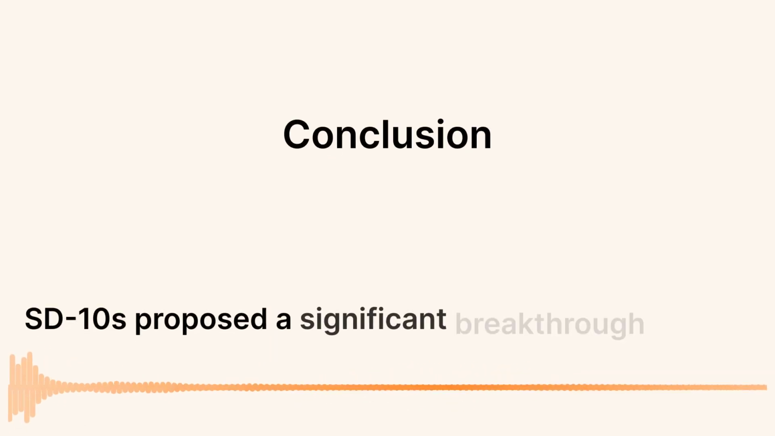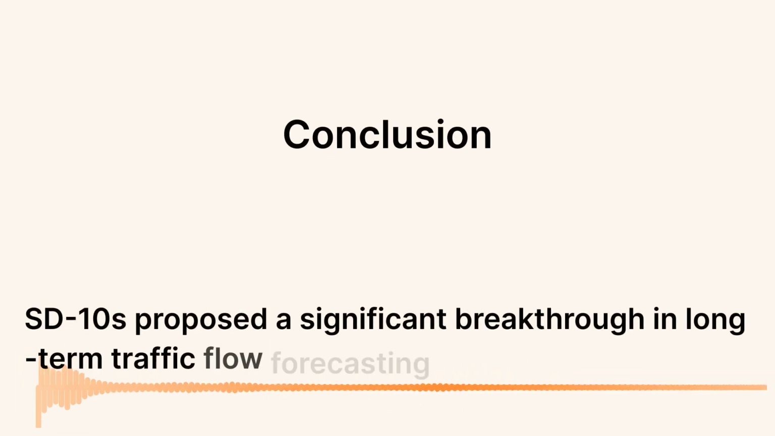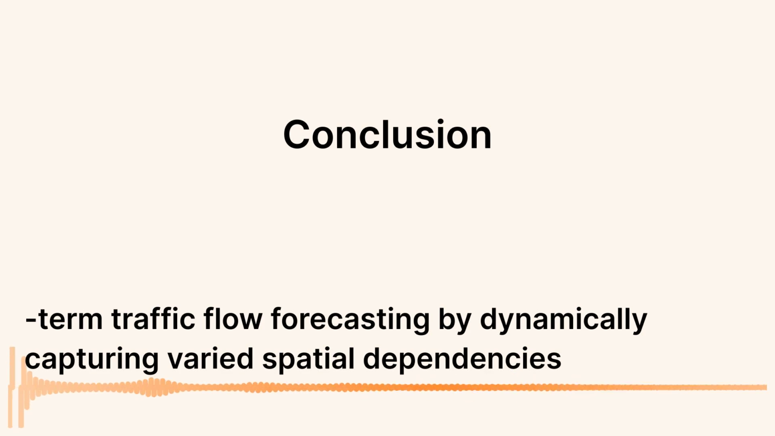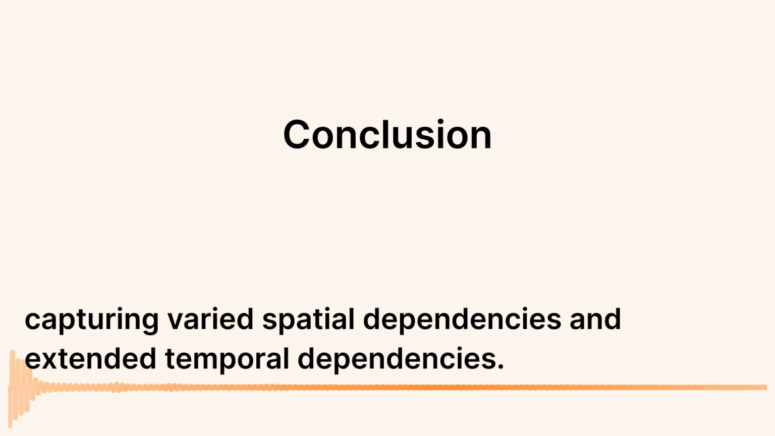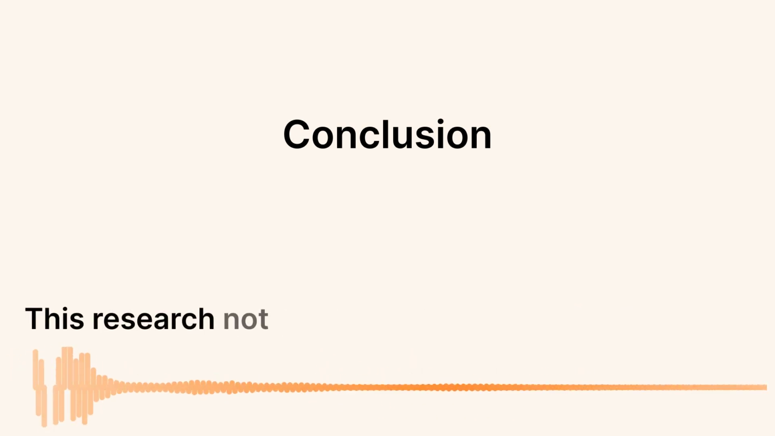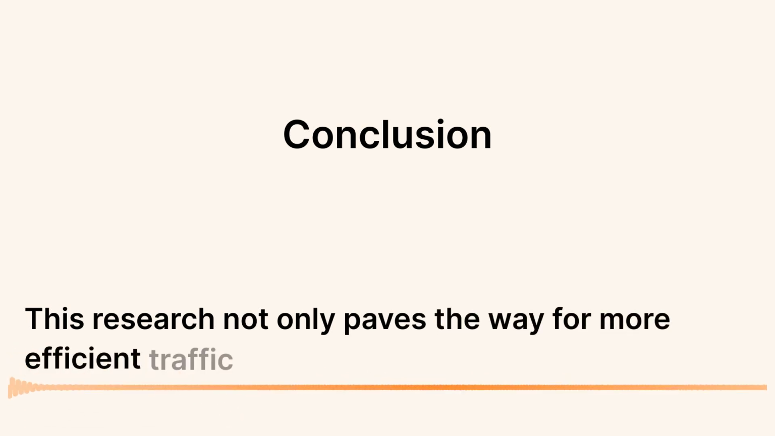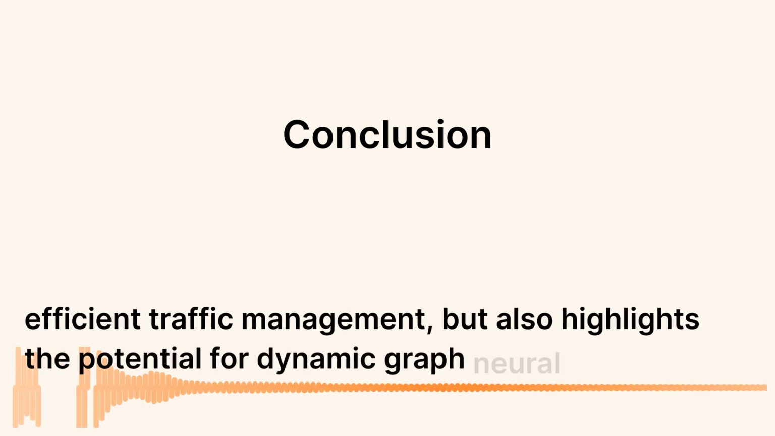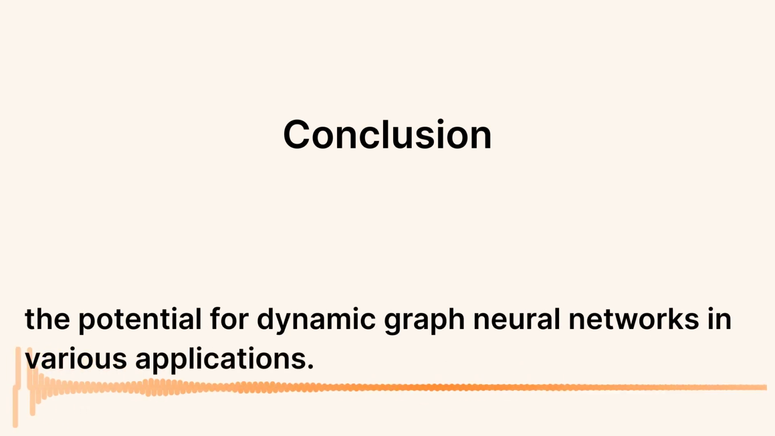STTNs propose a significant breakthrough in long-term traffic flow forecasting by dynamically capturing varied spatial dependencies and extended temporal dependencies. This research not only paves the way for more efficient traffic management, but also highlights the potential for dynamic graph neural networks in various applications.